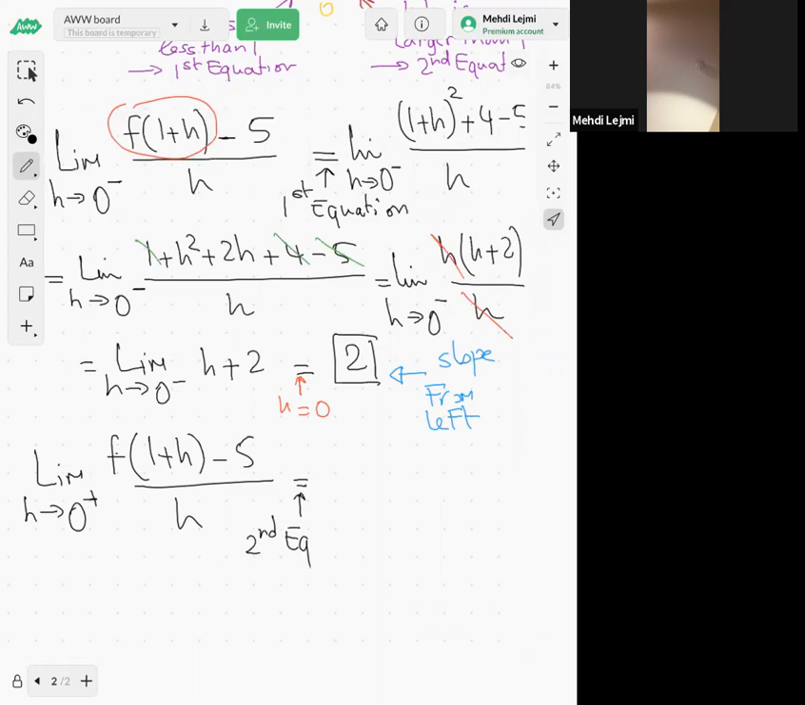Right, so it's the limit as h goes to 0 plus. So what's f of 1 plus h? What's the second equation? The second equation is 3x plus 2. Just substitute x by 1 plus h. So it's 3 times (1 plus h) plus 2. Right? Then there's this minus 5 over h.